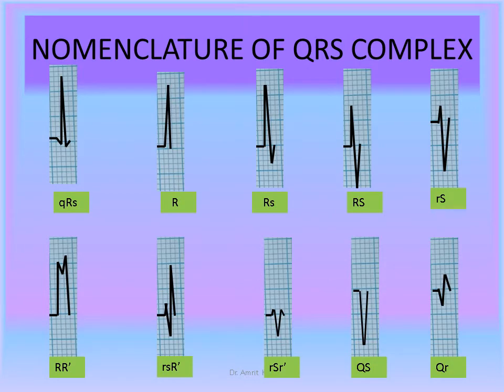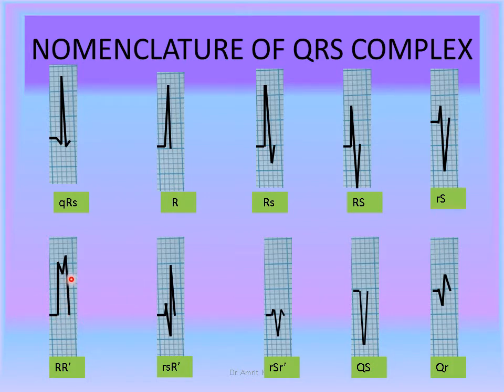So, in this ECG, the strips show the various nomenclatures. Over here we've got a small q, big R and a small s. In the next there is only R, there is no q and no s, and it is a capital R. Over here R is very big and s is very small, so this is a capital R and a small s. Here both are almost equal, so capital R and capital S. Here the R wave is very small and the S wave is larger, so it is a small r, capital S.